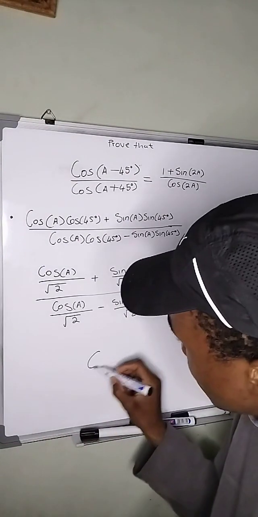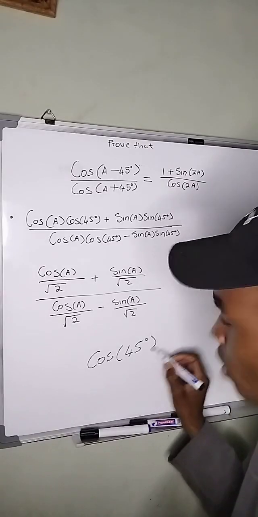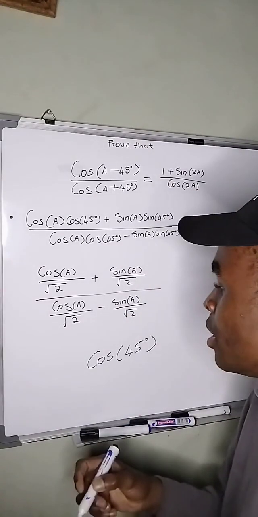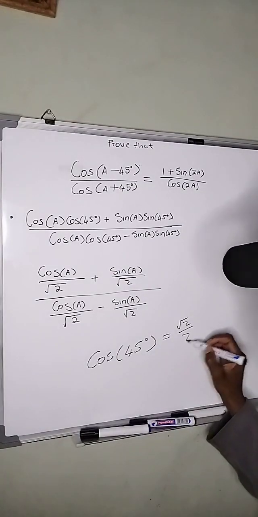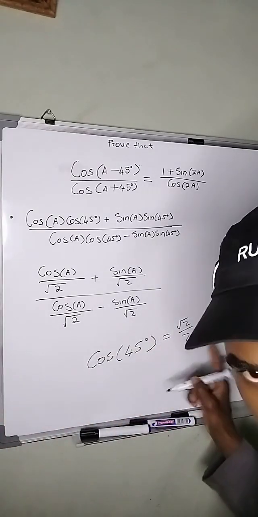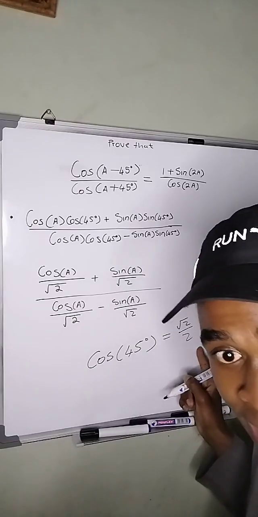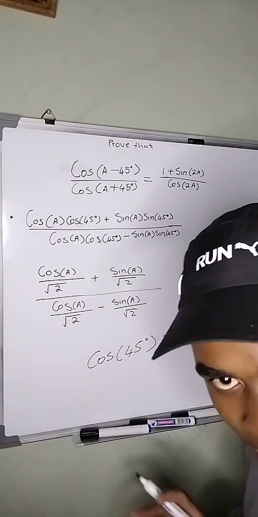What's inside this on your calculator? Then obviously this is going to give you root 2 over 2. You use this guy. I'm telling you now.